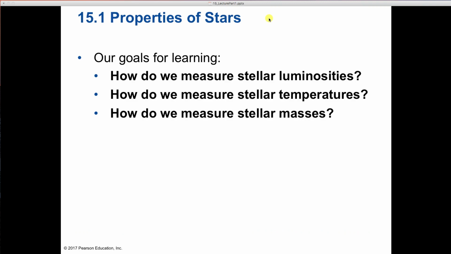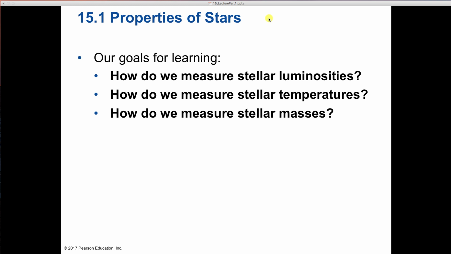Hi class, in this lecture we're going to talk about Chapter 15, the beginning of Chapter 15, which talks about surveying the stars. That's actually the whole chapter, but we're going to talk about particular properties of stars, and in particular, luminosities. So what is luminosity? Luminosity is how bright the star is, how much energy every second it's giving off.